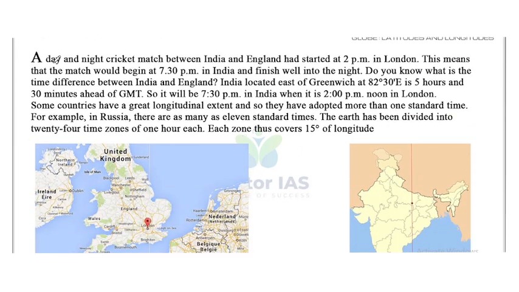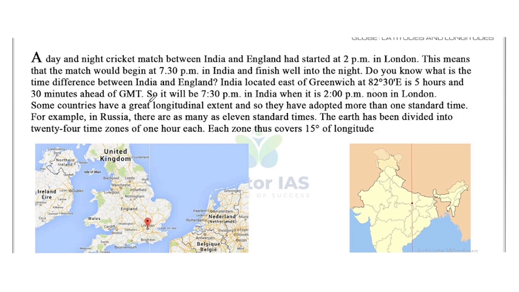Now, a day and night cricket match between India and England started at 2 p.m. in London. This means that the match would begin at 7:30 p.m. in India and finish well into the night. Do you know what is the time difference between India and England? Let's find out. India is located east of Greenwich at 82 degree 30 minute east. We know our time zone at 82 degree 30 minute east is 5 hours and 30 minutes ahead of GMT, that is Greenwich Mean Time.